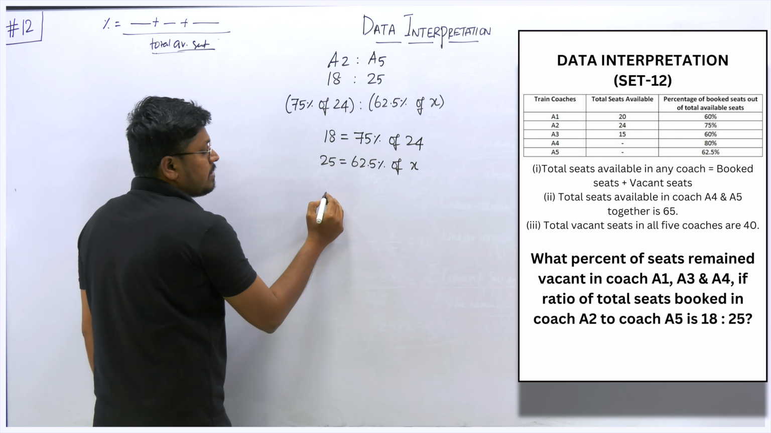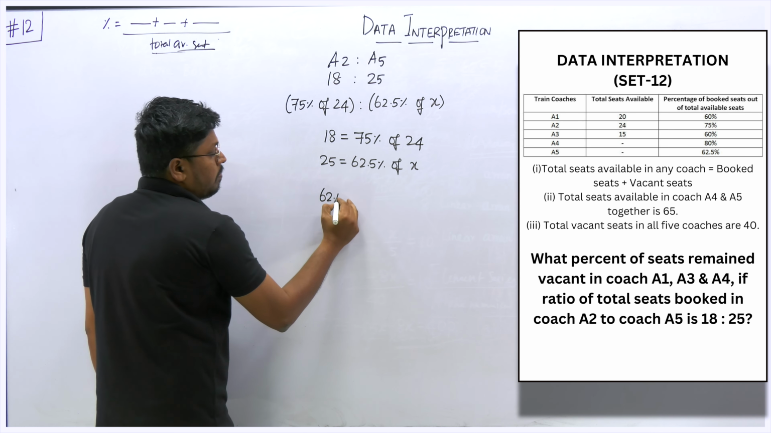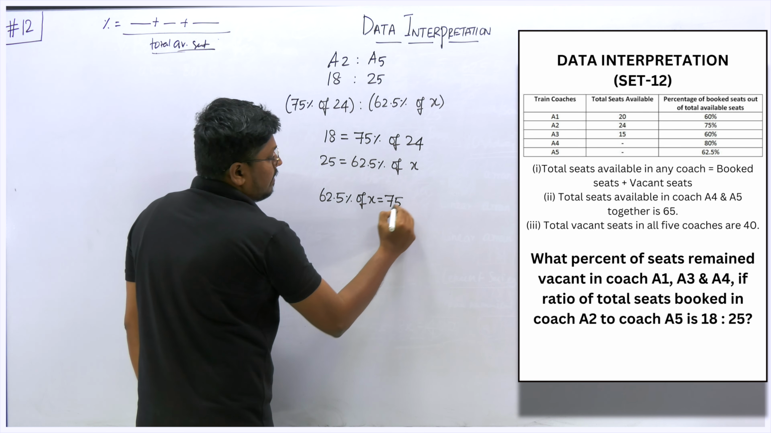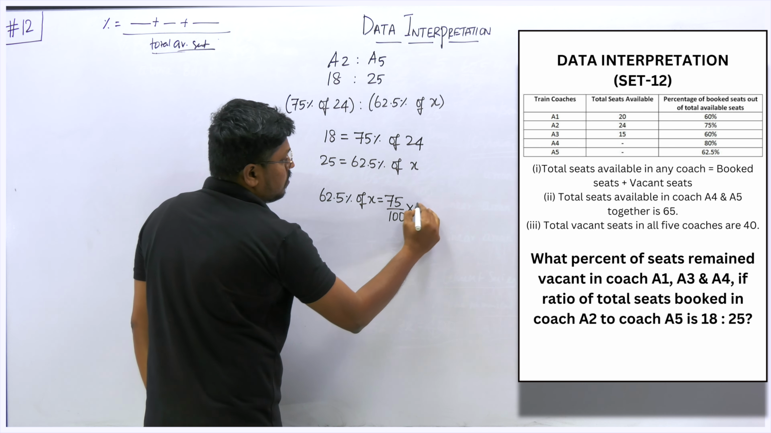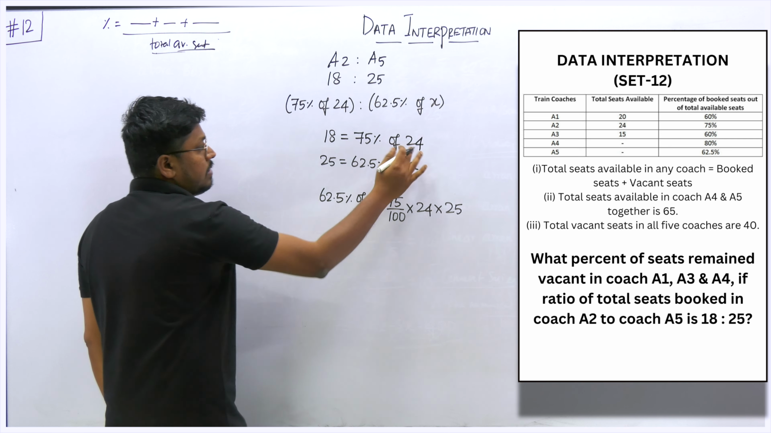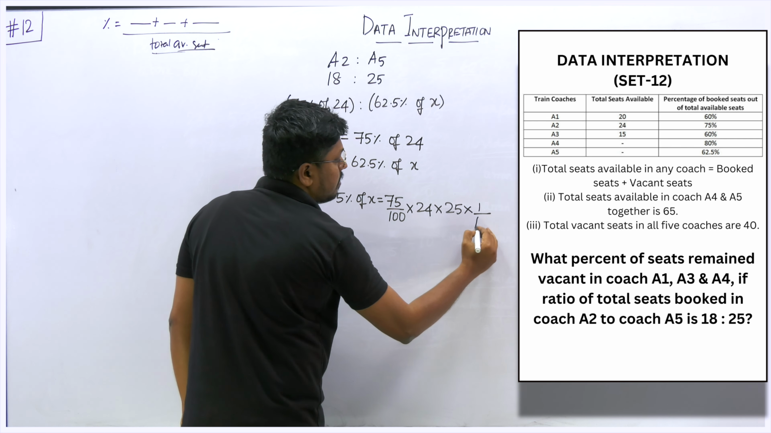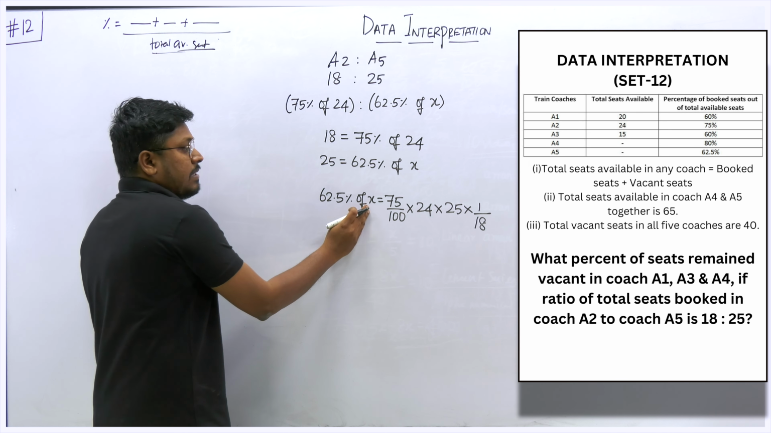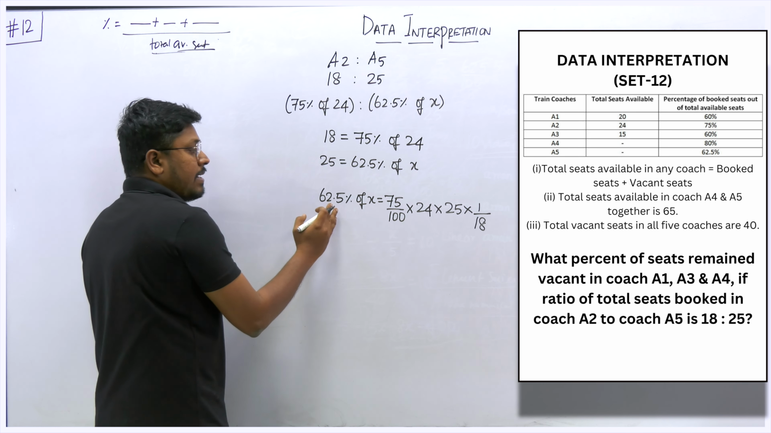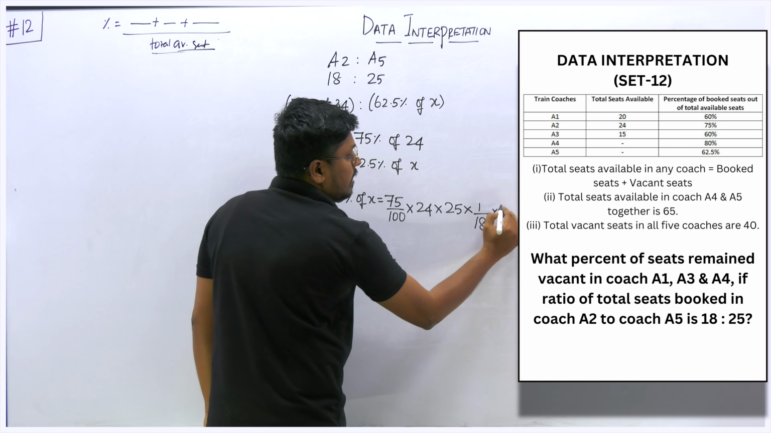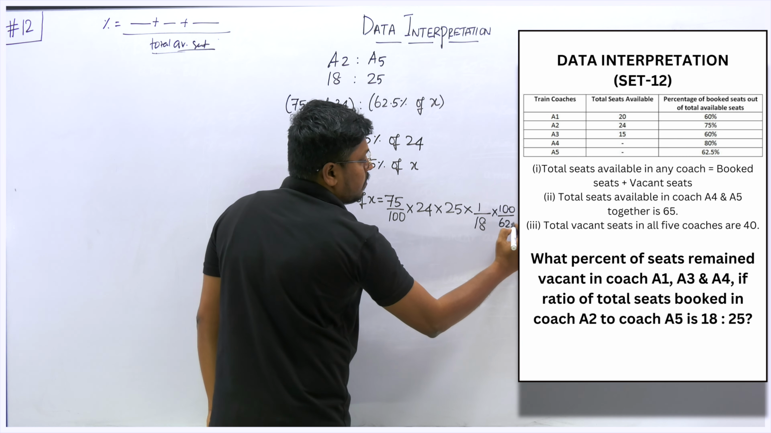So we can just cross multiply. 62.5% of X is equal to 75 by 100 into 24 into 25. When you bring this 18 towards the denominator, it will be 1 by 18. Similarly, keep only X here and bring all the values to the right hand side. So 62.5 divided by 100 can be written as 100 divided by 62.5.